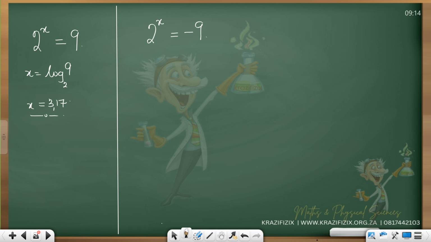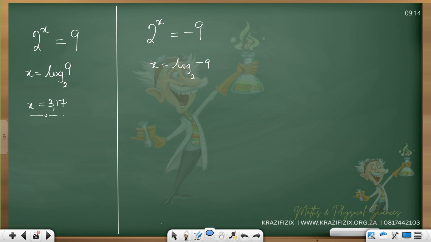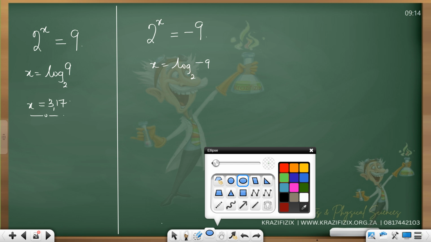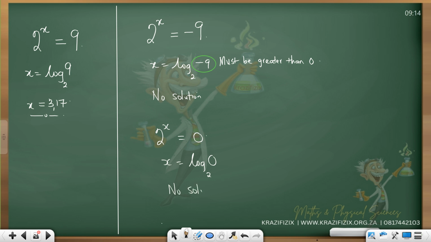Yes, you must get an error because I told you that remember, x equals to log base 2. This is where the problem is. The rule says that must be greater than 0. That's the error. Must. Not even 0. So no solution. Even if you try this, 2 to the power x, if you put this in your calculator, you'll still get an error, no solution.